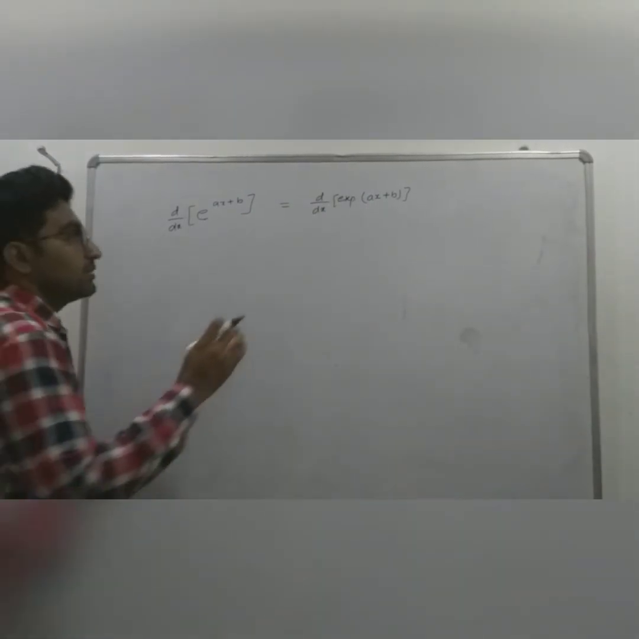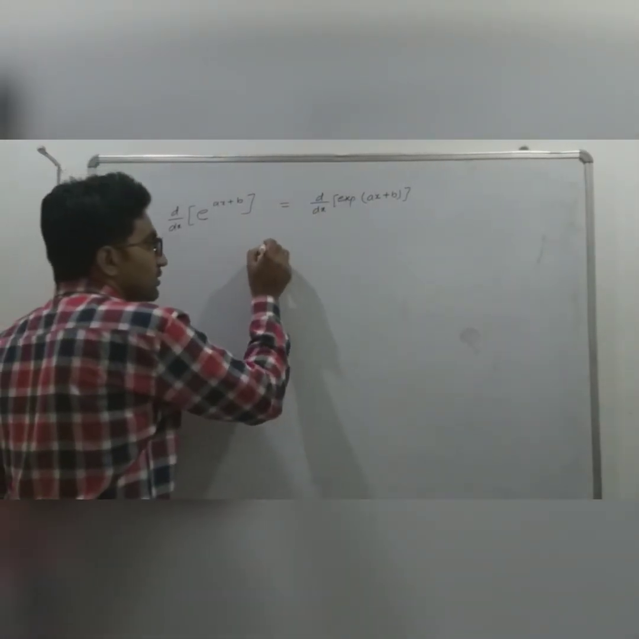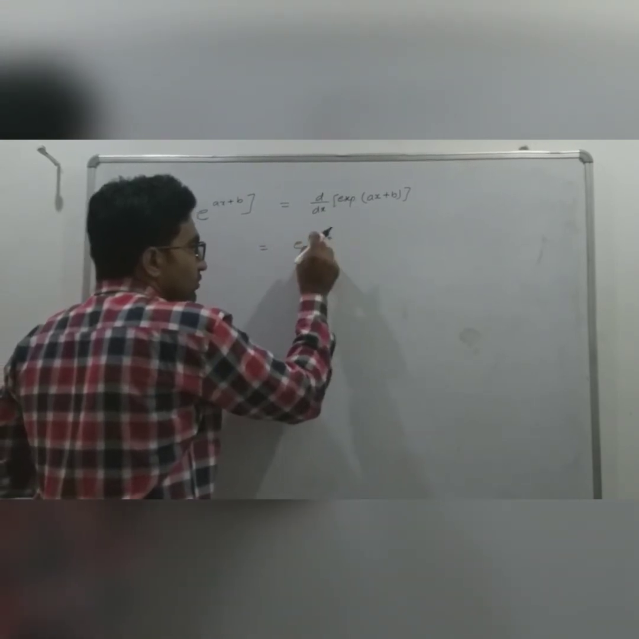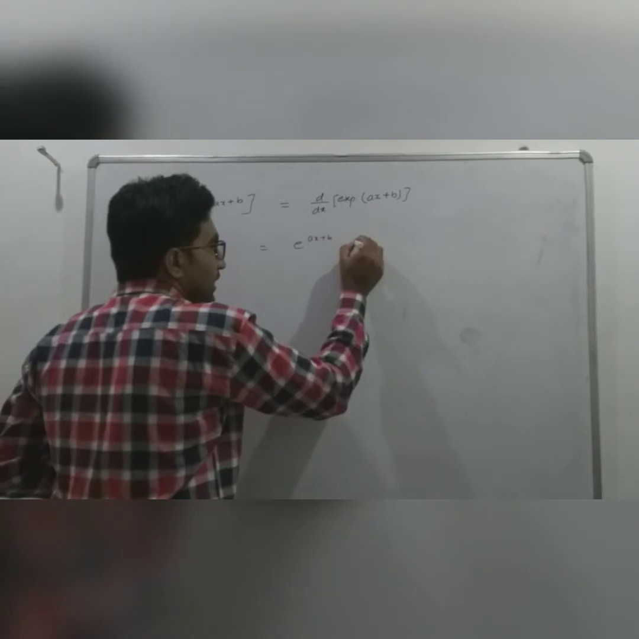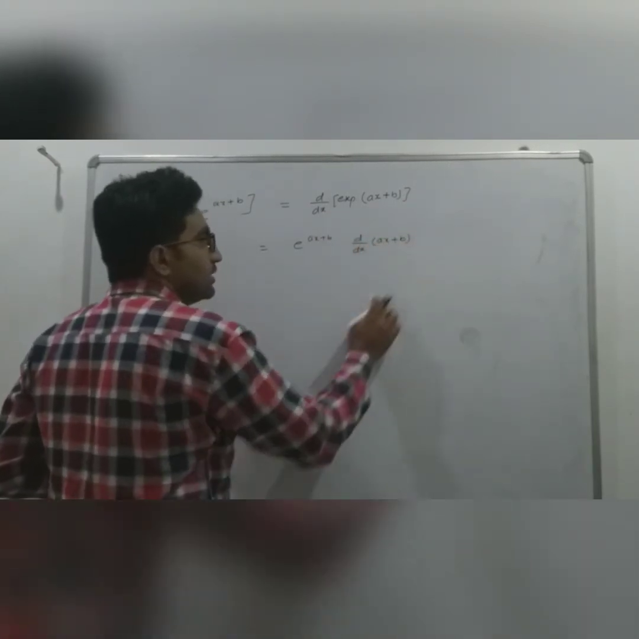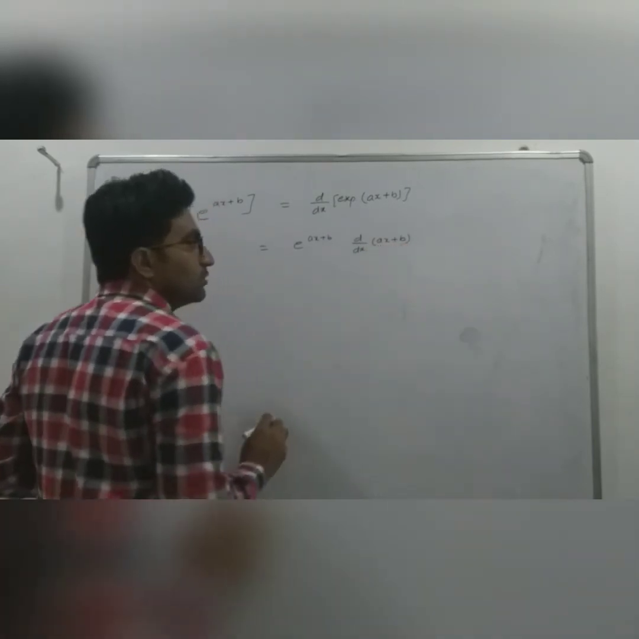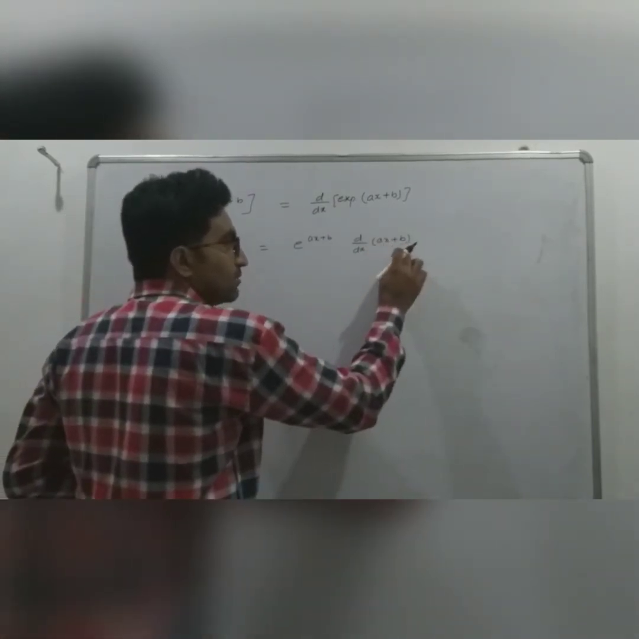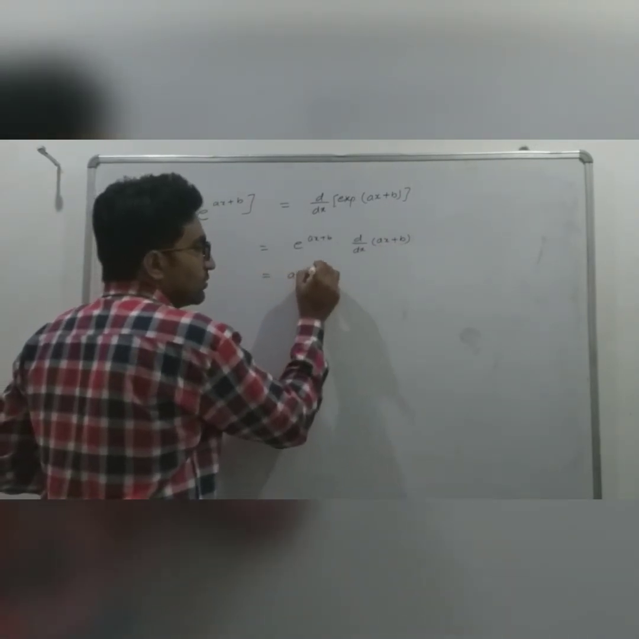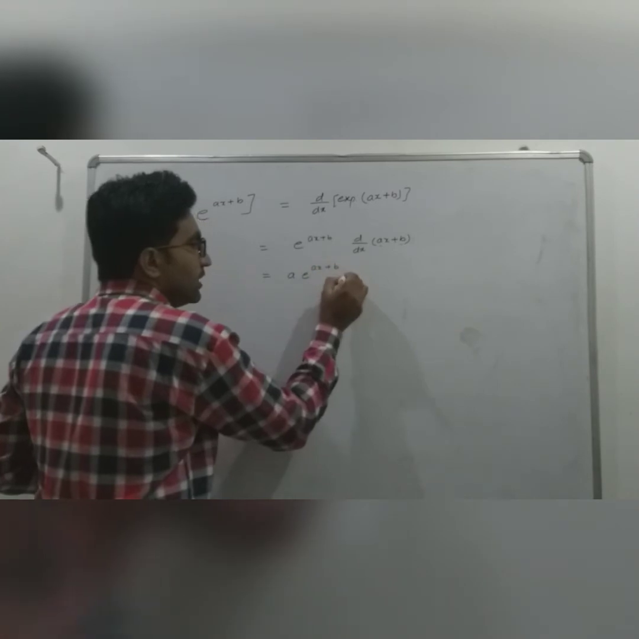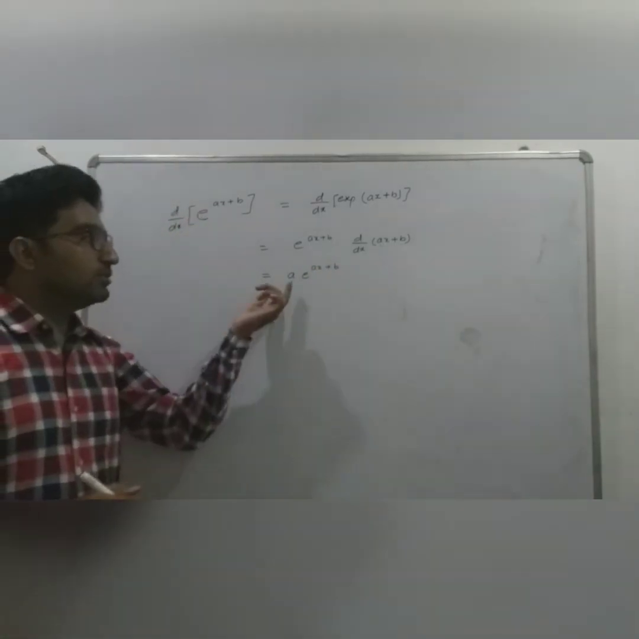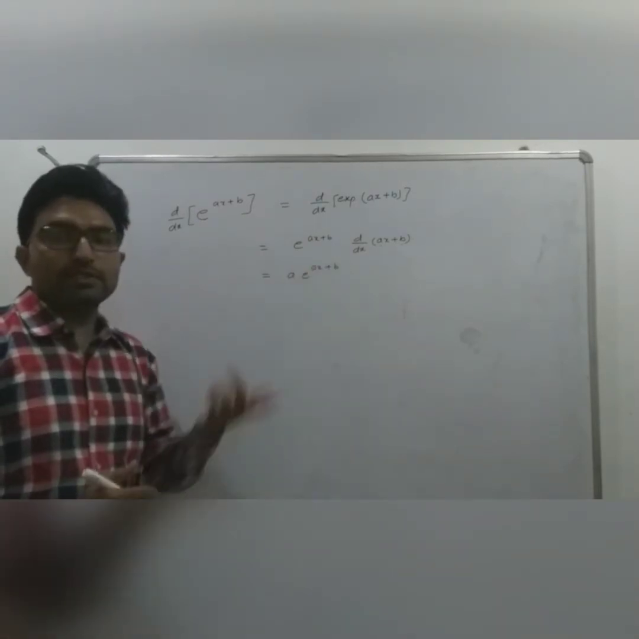Exponential of (ax + b) remains the same, but we have to differentiate the power again, d by dx of (ax + b). We know that a and b are constants, so the differentiation of (ax + b) is equal to a. So the differentiation of exponential (ax + b) is equal to a times exponential (ax + b).